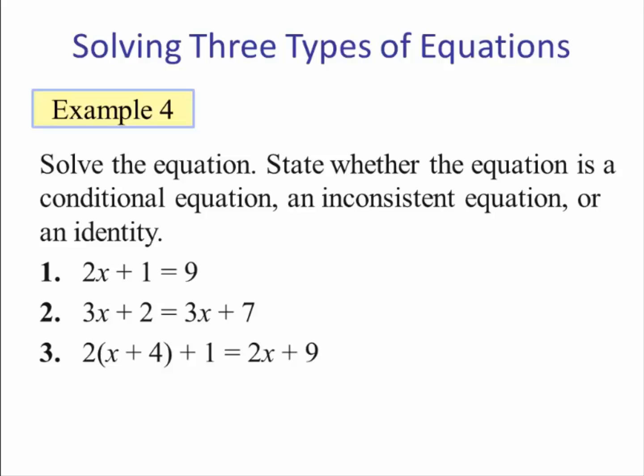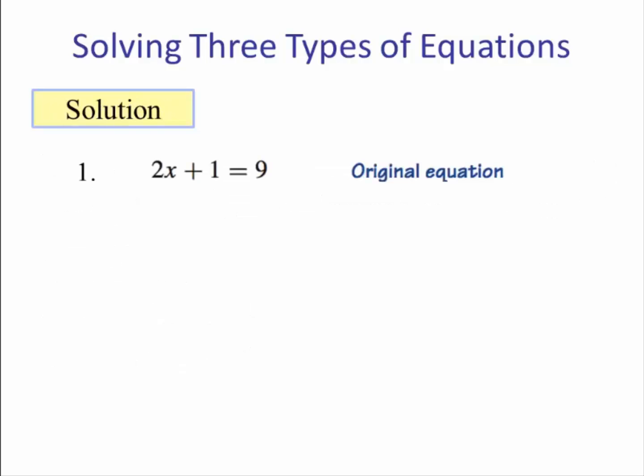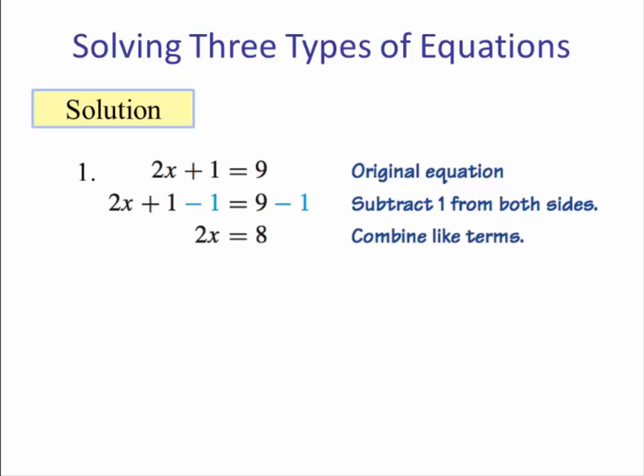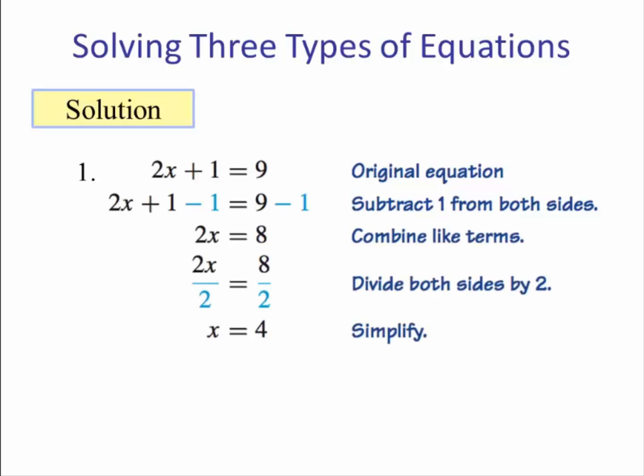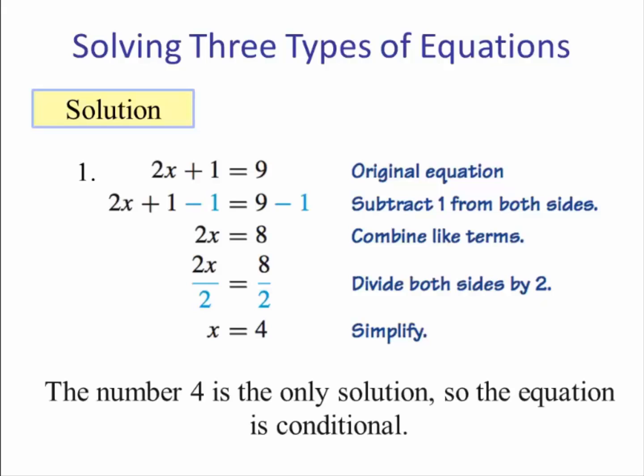Number 1. 2x plus 1 equals 9. First thing we want to do is subtract 1 from both sides. We get 2x equals 8. Divide by 2. x is 4. The number 4 is the only solution, so the equation is conditional. 4 makes the equation true. The other numbers make the equation false.